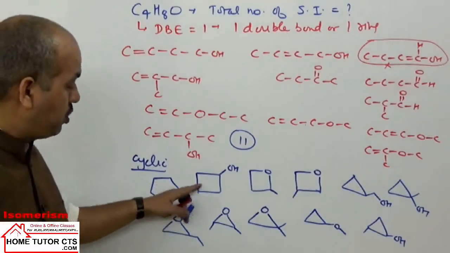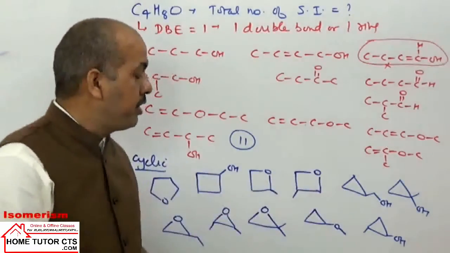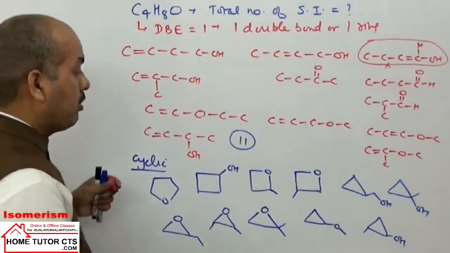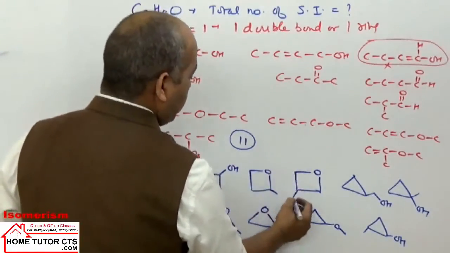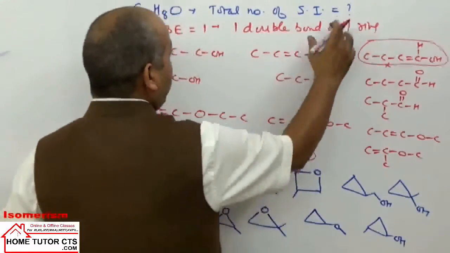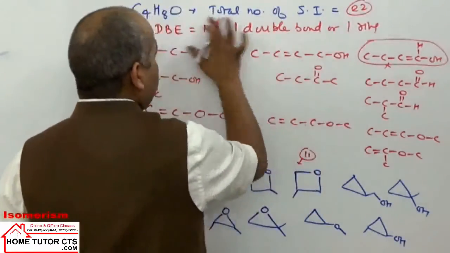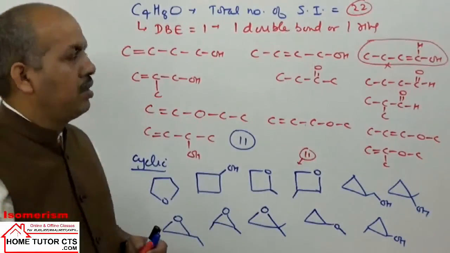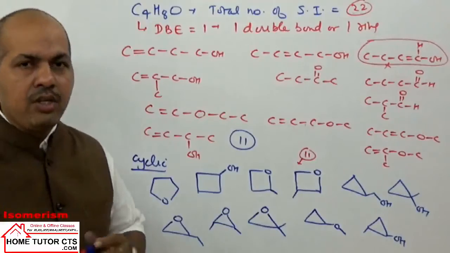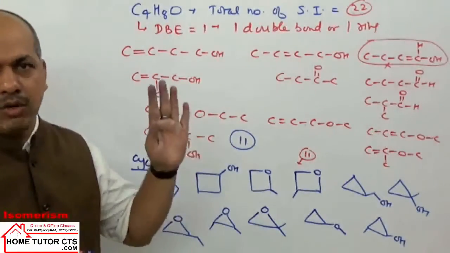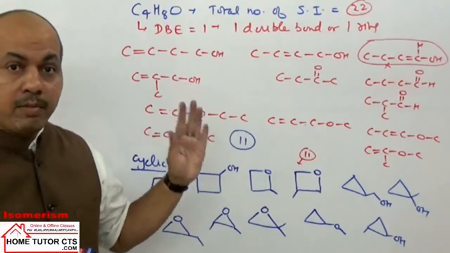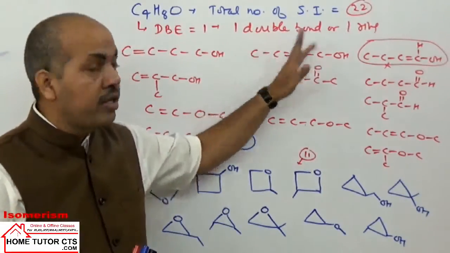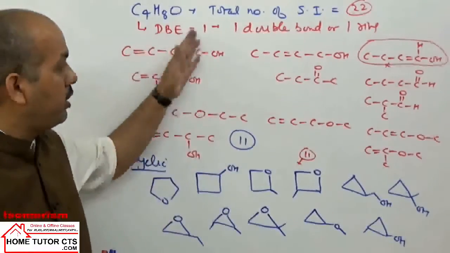Now count: 1, 2, 3, 4, 5, 6, 7, 8 plus 3, so 11 more as cyclic isomers for this compound. So how much is 11 plus 11? This cyclic compound is 11, so we will have a total of 22 isomers possible. We did not count enols of any compound, aldehydes or ketones. That is the way of thinking. You have to think on all possibilities. The method is that you first find the double bond equivalent, which can help you think about whether the compound has double bonds or ring structures as per the double bond equivalent in the compound.